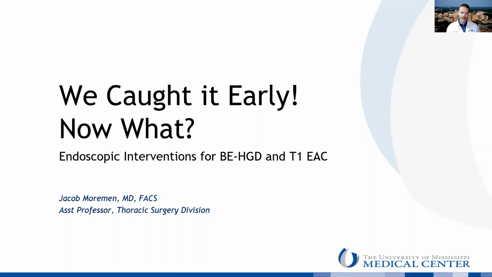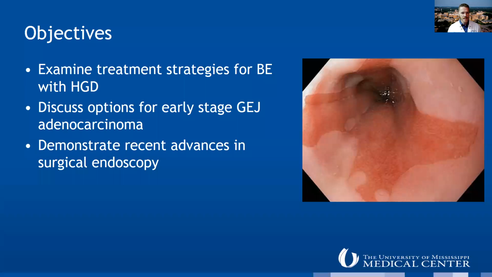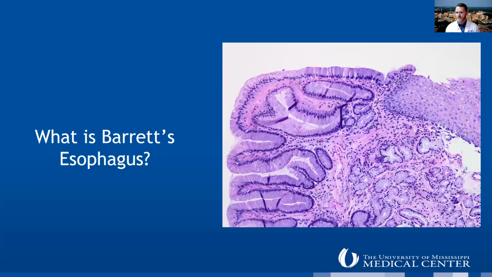All right, again, following up on last month's talk of how we can do our best work to catch these early, to do good detection work and good surveillance, and now move into interventions. I don't have any disclosures. We've gone over the objectives a little bit already. I'm going to look at options for early stage adenocarcinomas as well as high-grade dysplasia, and then look at some of the recent advances in surgical endoscopy.